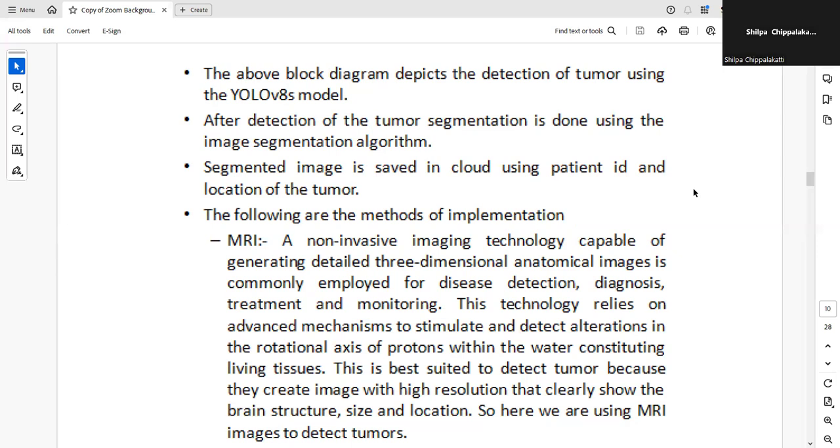So first we have used an MRI image. Why have we used an MRI image? It is a non-invasive imaging technology capable of generating detailed three-dimensional anatomical images, commonly employed for disease detection, diagnosis, treatment, and monitoring. For that purpose, we have used an MRI image in our studies.